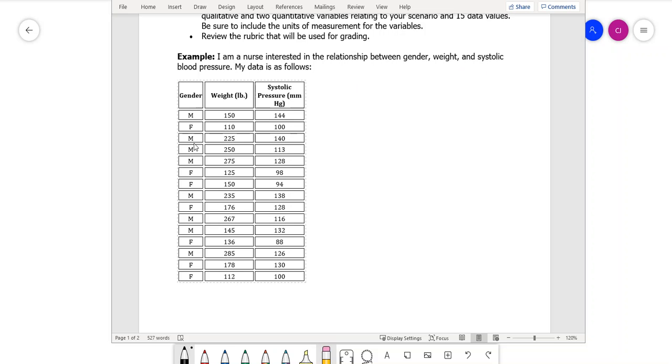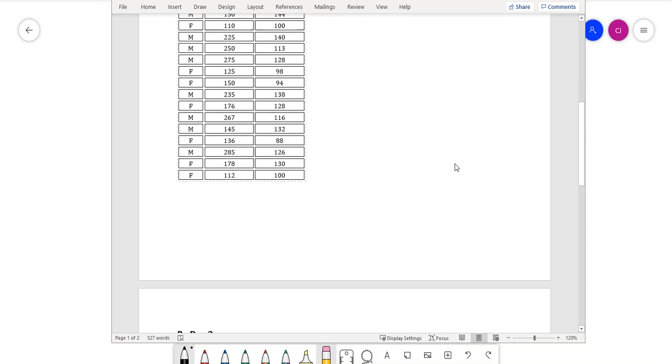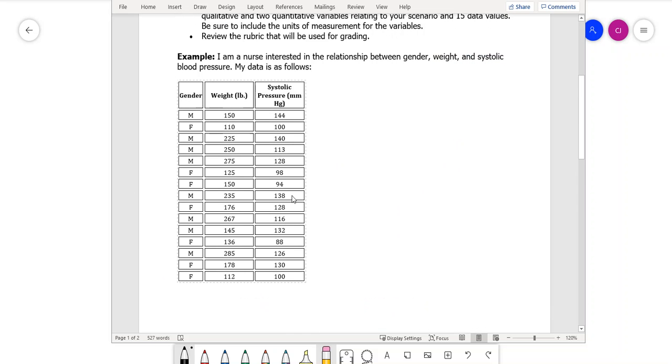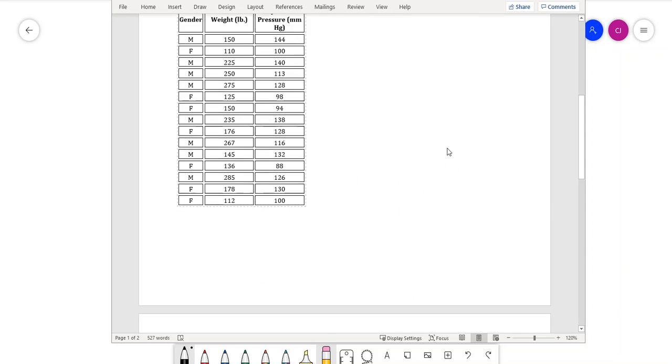So here we have gender and 15 data values. We have 15 weights. There are 15 different people that they weighed. These are the different weights of those people, and these were their measured systolic pressures. Okay, so there's the data set. And we have 15 in each, so we have 45 total observations.